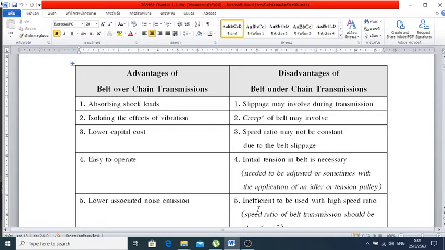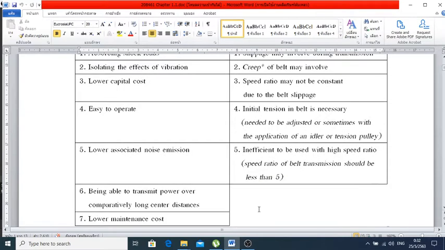Number four, easy to operate. It's not so complicated. Number five is low noise emission. It's got low noise compared to the chain, which has a lot of metal-to-metal contact. Number six, being able to transmit power over long distances. This is the most important one: if we have a long center distance, we can think about using belt drive transmission. If we choose a chain, it's going to be heavy. And number seven, it's not so complicated and has low maintenance cost.